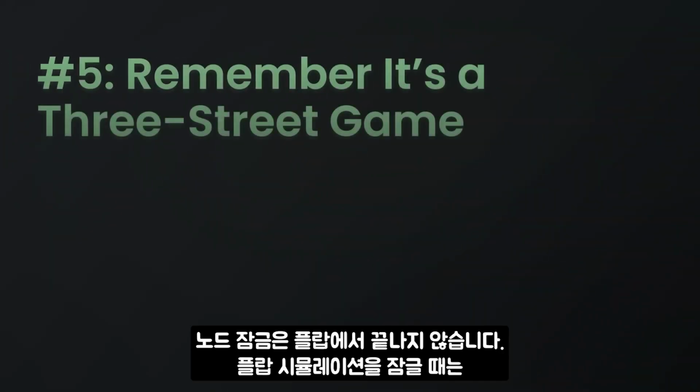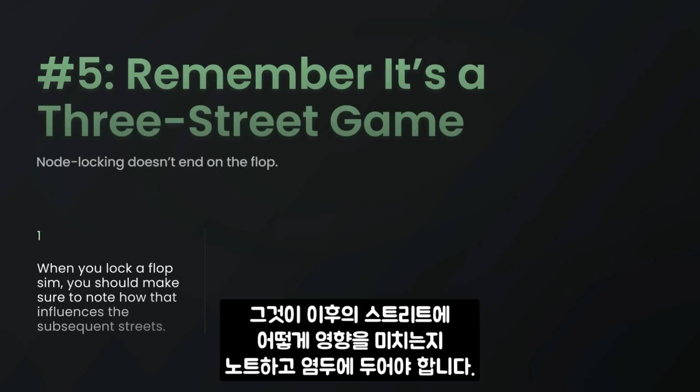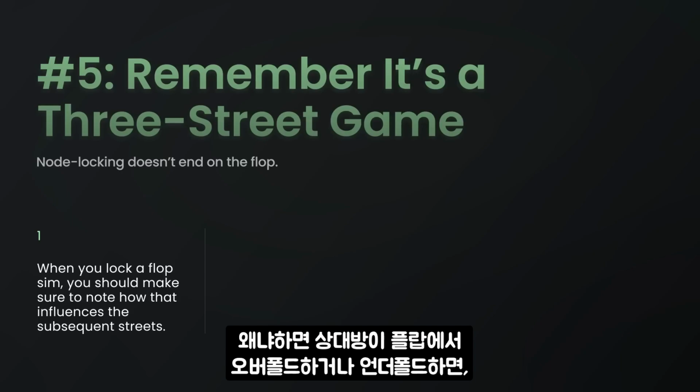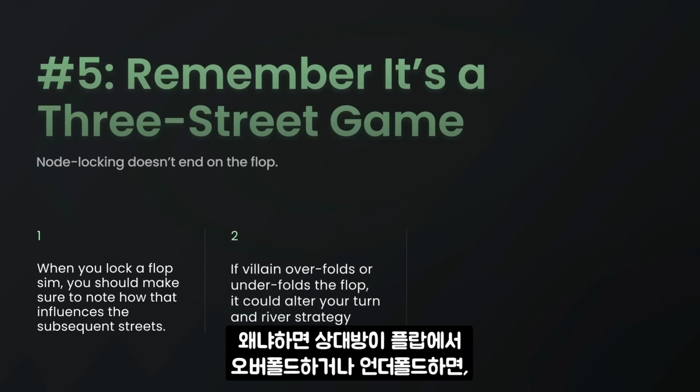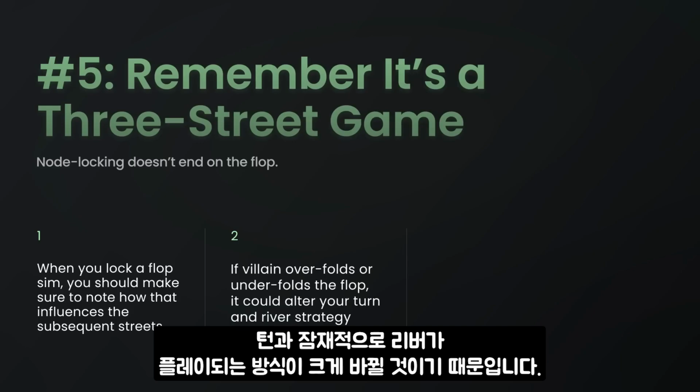The next thing we have to remember here is that it's a 3-street game that we're playing. Node locking doesn't end on the flop. When you lock a flop sim, you should be very confident that you're noting and being mindful of how that influences the subsequent streets. Because if your opponent overfolds or underfolds the flop, it's going to drastically alter the way that the turn and potentially even the river play out.